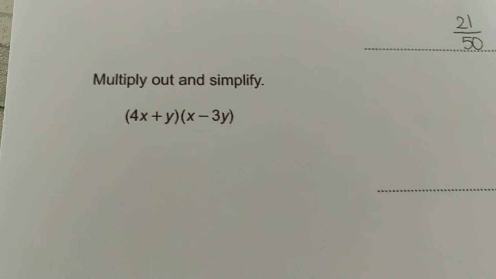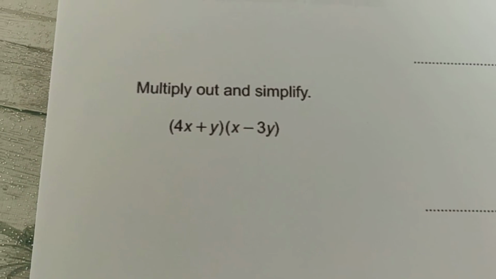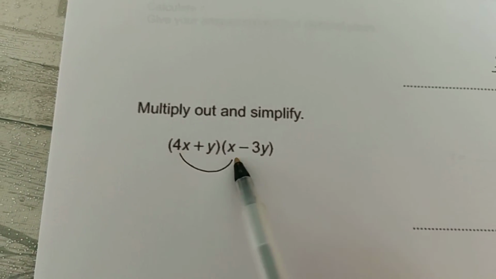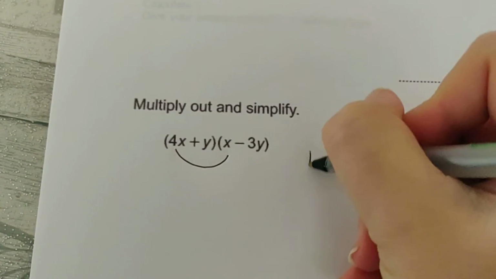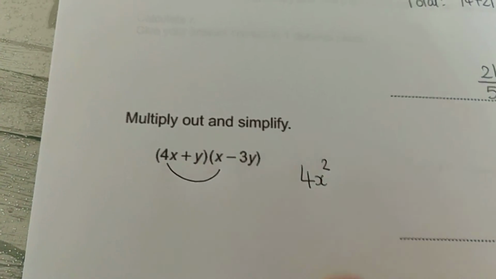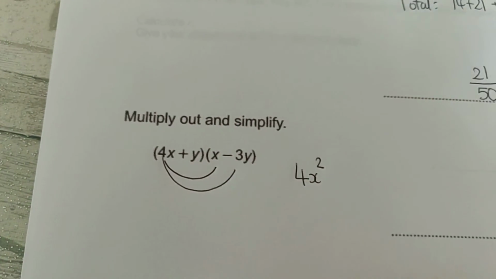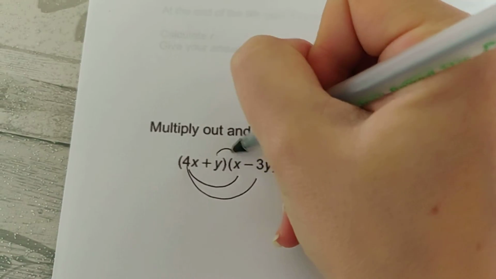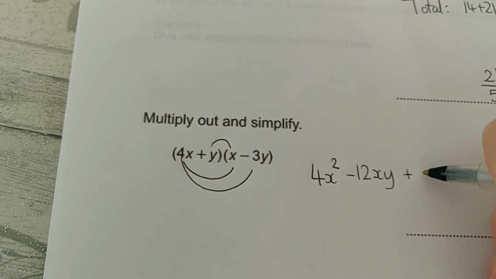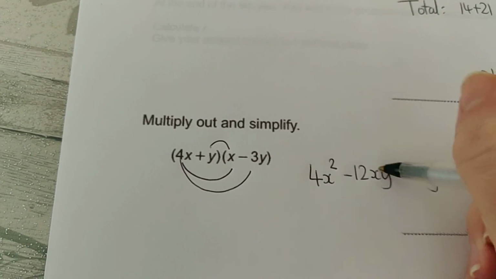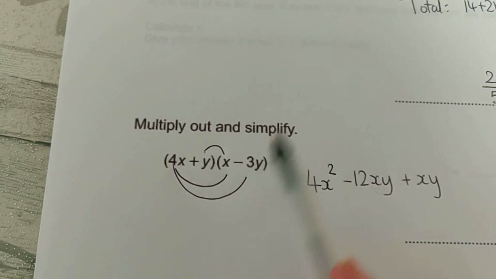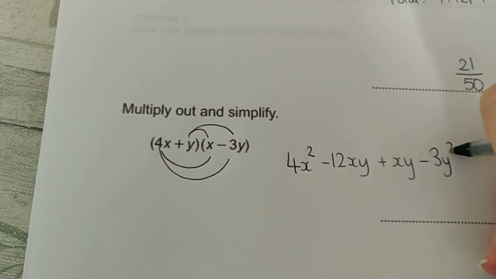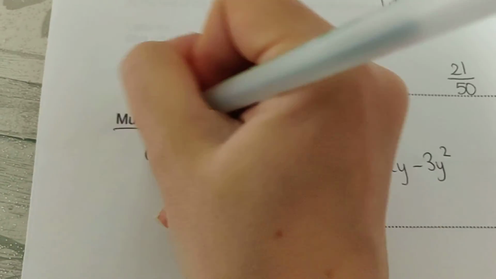The next one is multiplying out double brackets, so you can either put it into a grid or use FOIL. So whichever way you do it, you should get the same answer, and you're doing the same multiplication. So 4x times x is 4x squared. 4x times minus 3y is minus 12xy. Then we've got y times x, so I could write that as either xy or yx. I'm going to write xy just because that's what I did there. And then y times minus 3y is minus 3y squared. So that is the multiplying out part.